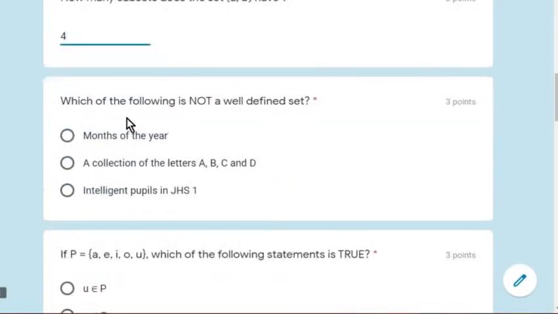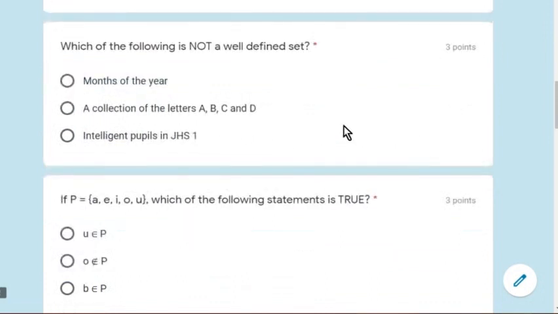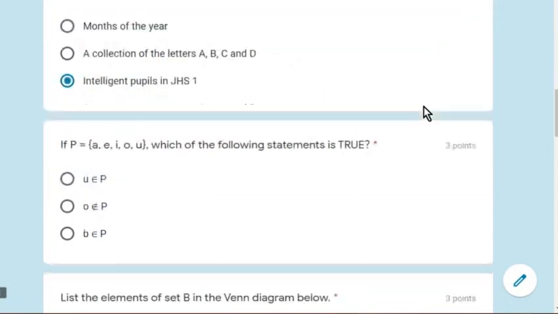Next question, which of the following is not a well-defined set? Months of the year is well-defined, we can list them. A collection of the letters A, B, C, and D is properly defined because they've given you the elements. Then intelligent pupils in JHS1. Intelligence is relative. Anyone can claim to be intelligent. So that is not a well-defined set. That is the correct answer.